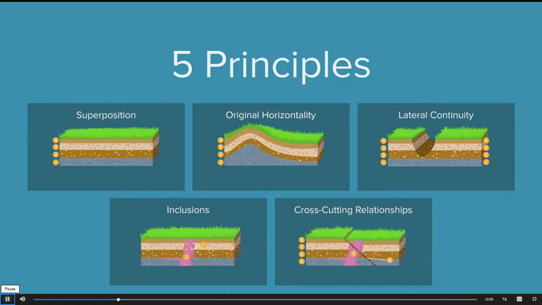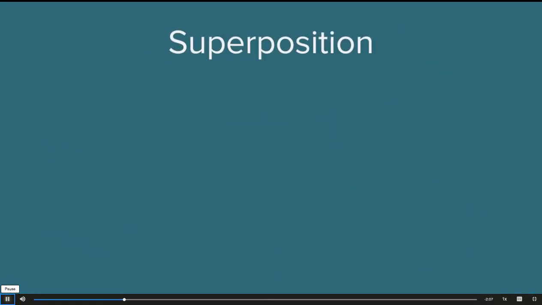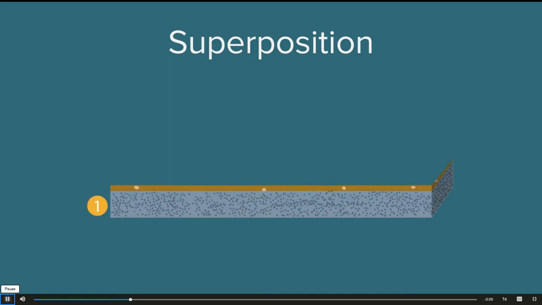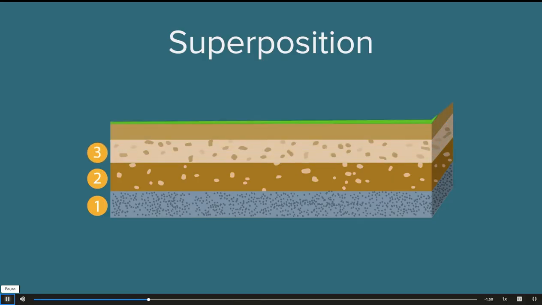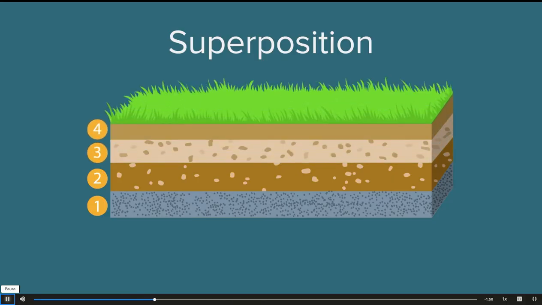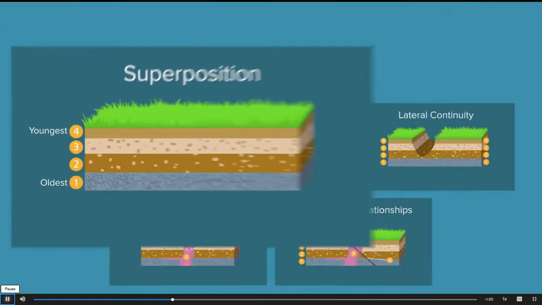Let's take a look at each principle. Imagine sediment deposits becoming thicker over time. Younger sediment layers bury older sediment layers. Over time, more and more horizontal layers form on top of each other and turn into rock. According to the principle of superposition, the rocks that were deposited first are the oldest.